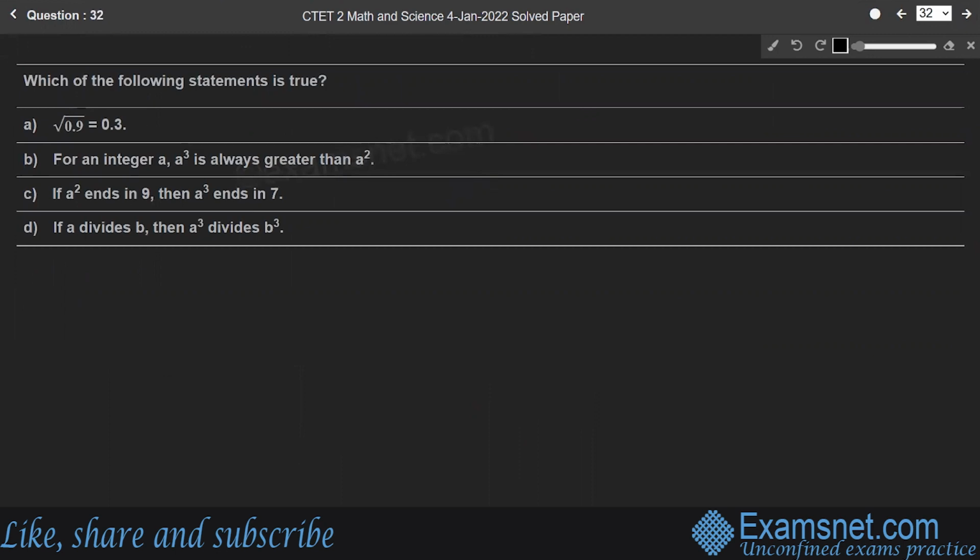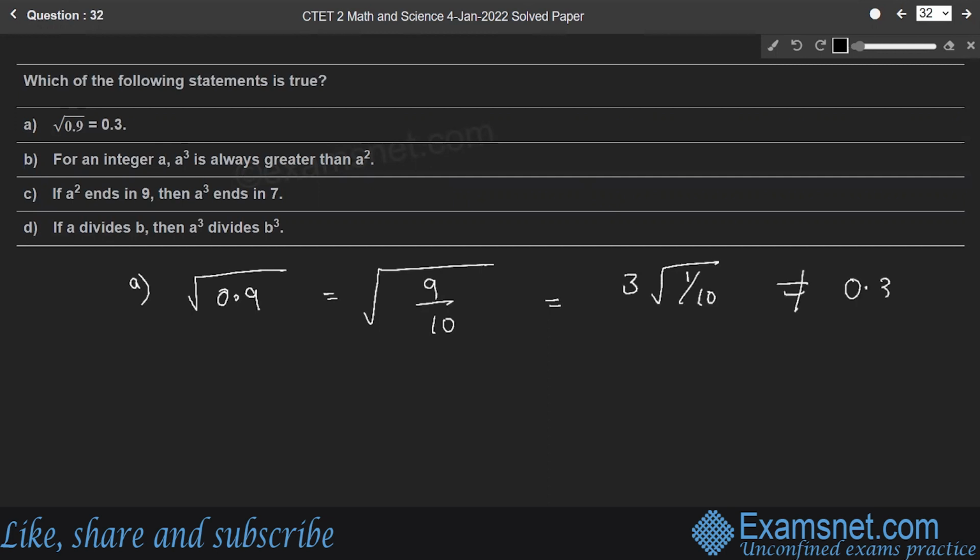Question number 32. Which of the following statements is true? Option A: square root of 0.9 is equal to 0.3. Let us check the answer. Square root of 0.9 is equal to square root of 9 by 10, which is square root of 9 is 3, into 1 by 10, which is not equal to 0.3. Hence, statement 1 is not correct.